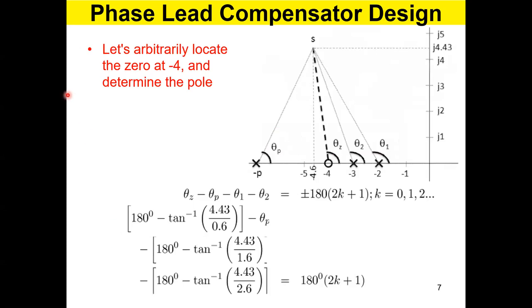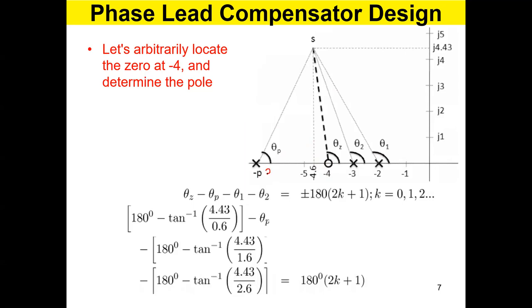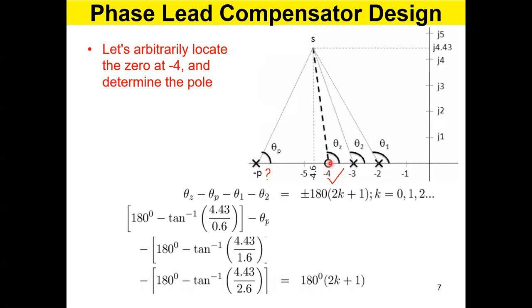So let's pick an arbitrary zero at minus 4. You can pick something else, it doesn't matter. You have a piece of paper. I have located the zero at minus 4. You can locate it at a different point, minus 5, minus 6, minus 4.5, whatever it is. Once you locate it, then you see this zero here at minus 4, and this is your pole. We don't know the position, question mark. We are going to find this pole. So we arbitrarily place the zero here, and want to calculate the pole.